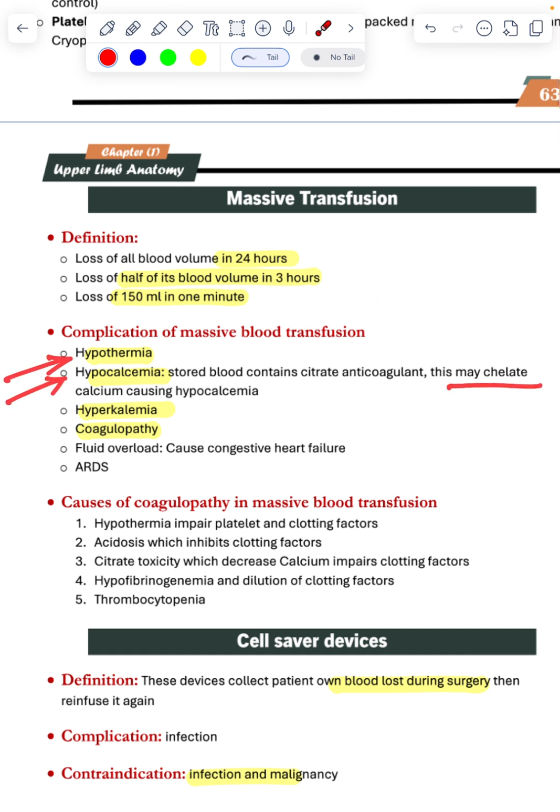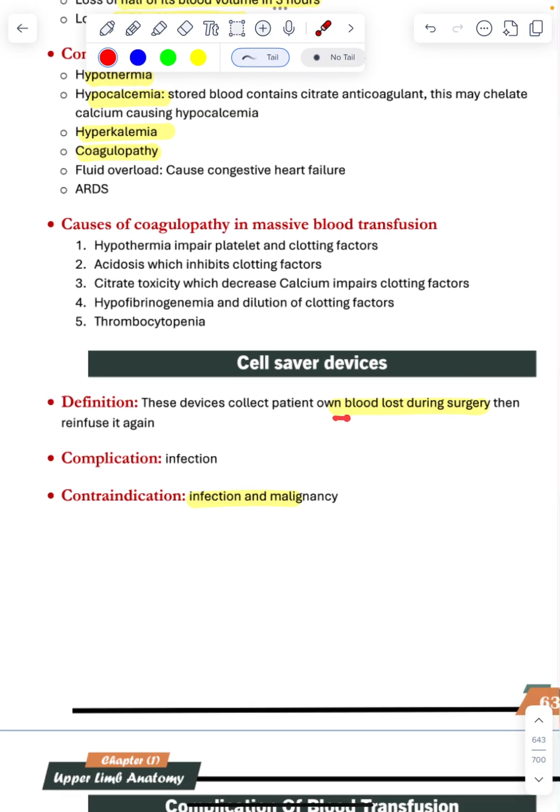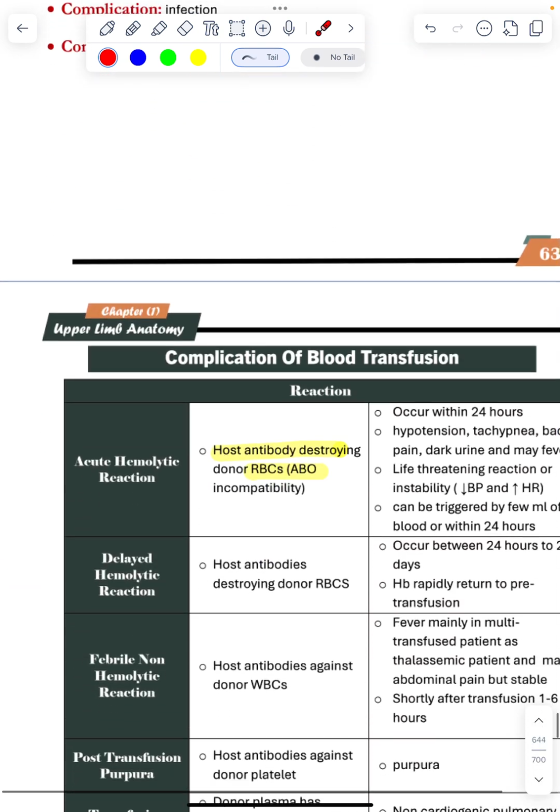hypocalcemia because of chelating, hyperkalemia with increased potassium, coagulopathy, and overload with congestive ARDS. Causes of coagulopathy: massive blood transfusion, hypothermia, impaired platelet and clotting factors, acidosis inhibiting clotting factors, citrate toxicity, and decreased calcium, hypofibrinogenemia. Cell saver devices collect the patient's own blood, and infection and malignancy are the contraindications.